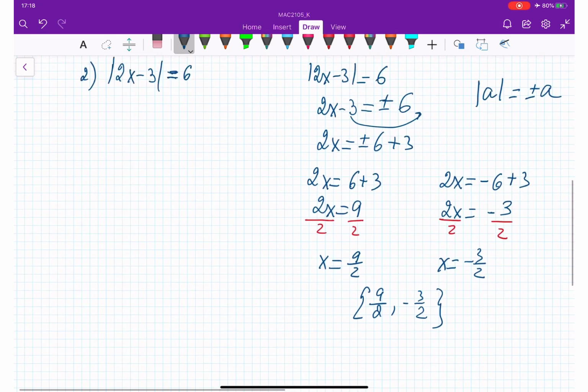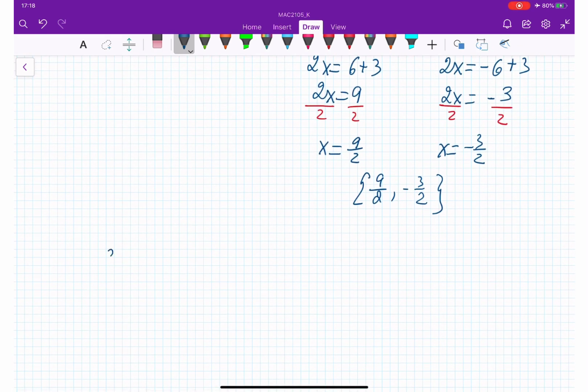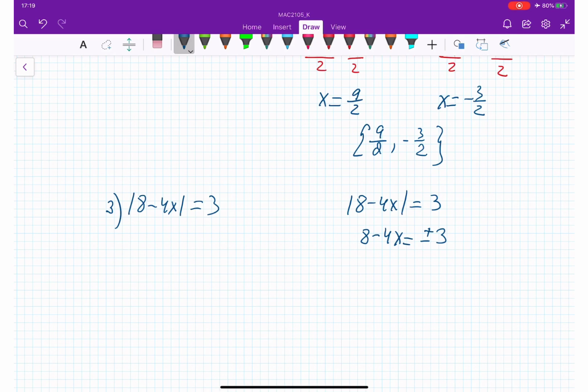All right, question number 3. Absolute value of 8 minus 4x equals 3. So if we open the absolute value, we are going to get 8 minus 4x is going to be equal to plus or minus 3, right? Okay, so which means, let me write down, 8 minus 4x is equal to positive 3, 8 minus 4x is equal to negative 3.